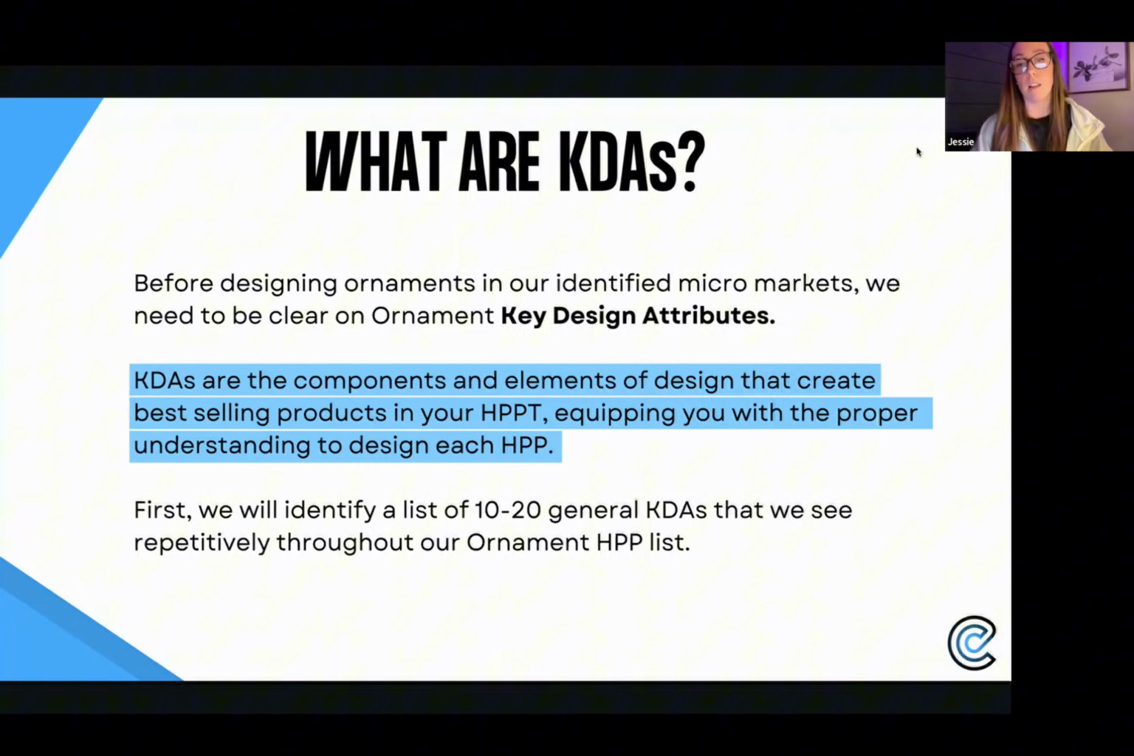First, we will identify a list of 10 to 20 general KDAs that we see repetitively throughout our ornament HPP list. So what does that mean? Essentially, in each product type, there are base art attributes or KDAs that are filling up the space. So we're going to extract them, identify them, and put them into a vision board that's going to inform our design process.